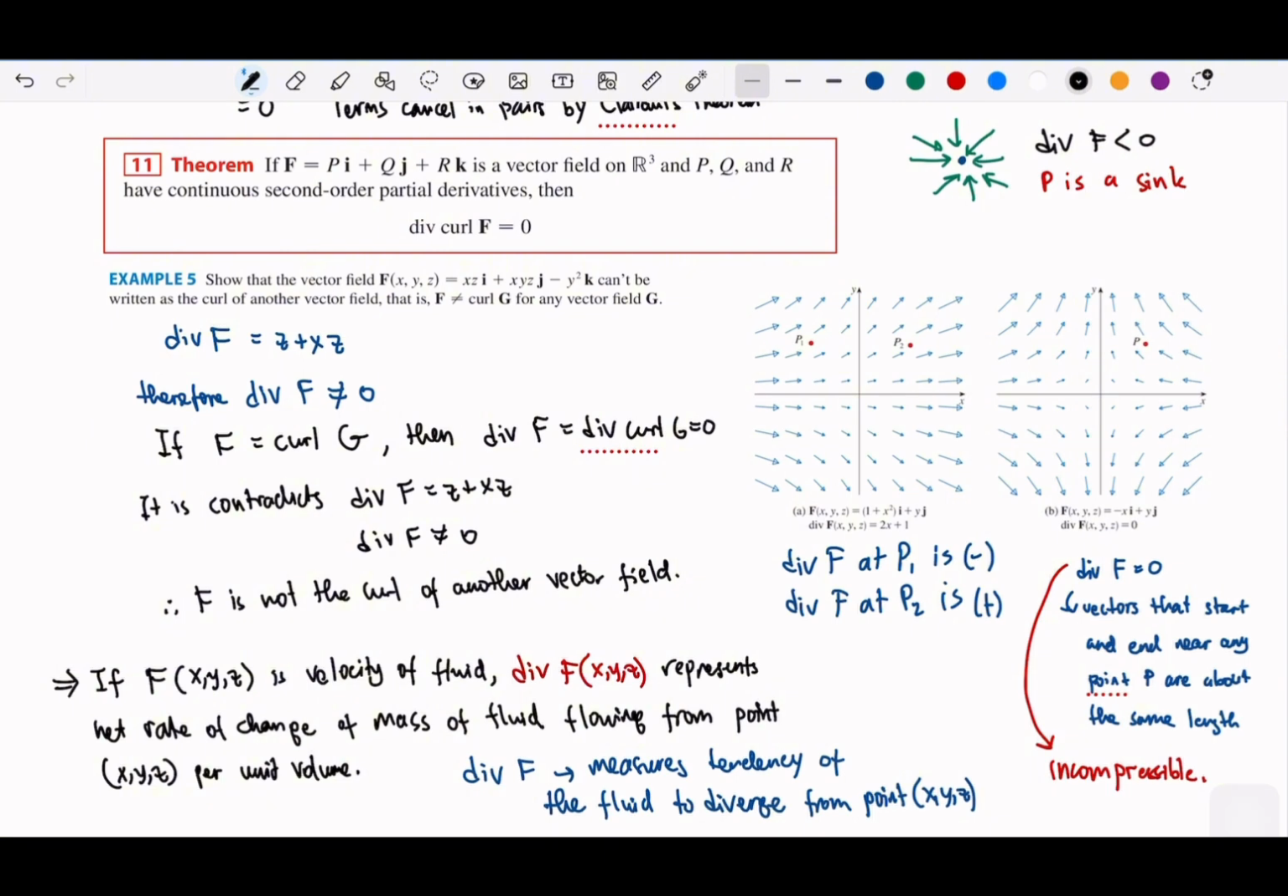So for today we've done the curl and divergence. I think there is one more note within this curl and divergence. I think we can get into that.